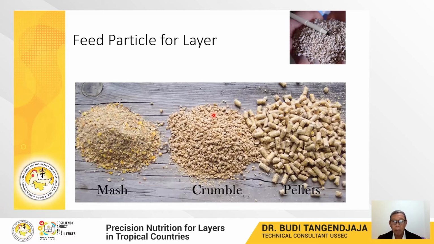Many farmers asking me, should we feed the pelleted feed or crumble feed for layer? For me, it's depending on the feed intake. If the feed intake becomes a problem and midnight feeding is also not sufficient, there's possibility that you can feed the pelleted feed to increase the feed intake. However, when feed intake is sufficient, it's not necessary to provide the pelleted feed or crumble feed.